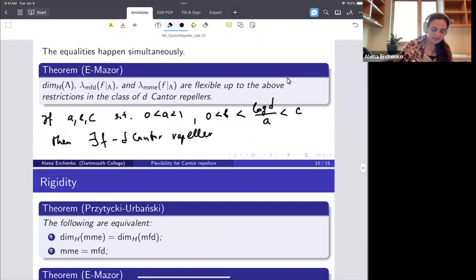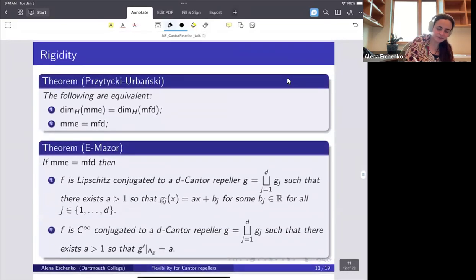So let me say a little bit about rigidity. I already mentioned this result by Przytycki and Urbański, saying that if the dimensions are the same, then the MME coincides with the measure of full dimension in this situation. But what we try to explore, as usual, is to classify, right? We have information about measures, but the question is, can we say something about our map?